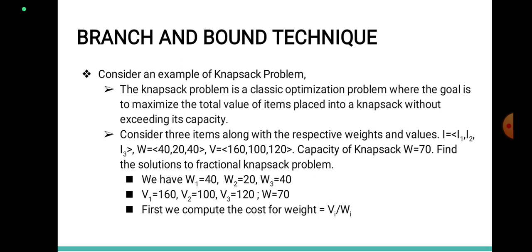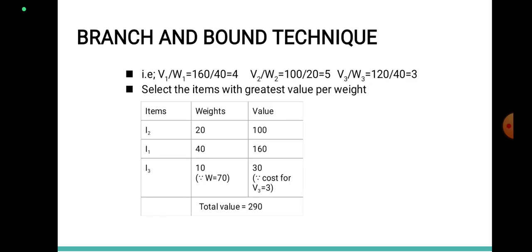So we have to compute the weight. The value per weight can be obtained as Vi by Wi. First, V1 by W1 is 160 by 40, equal to 4. Next, V2 by W2 is 100 by 20, that is 5. V3 by W3 is 120 by 40, that is 3. So now we have to select the items with the greatest value per weight.